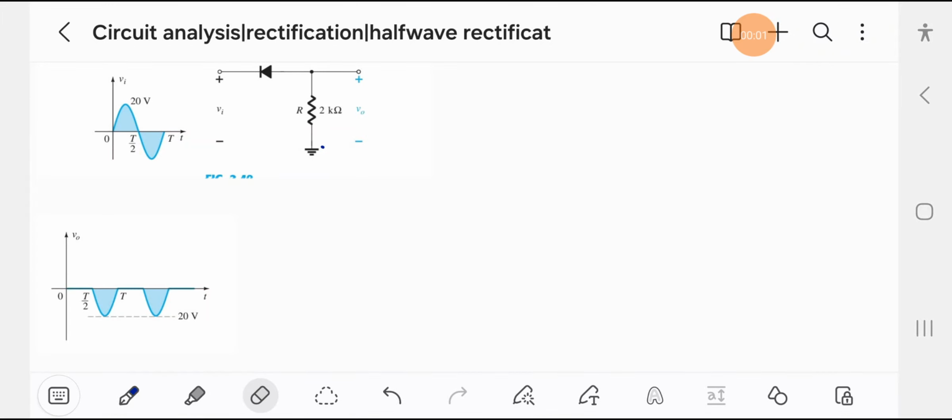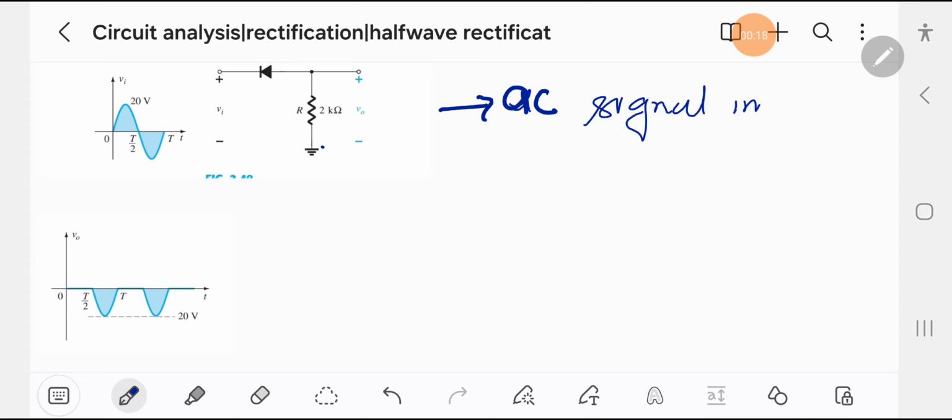Hello guys, today we are going to discuss rectification. Rectification is actually converting an AC signal into a DC signal.